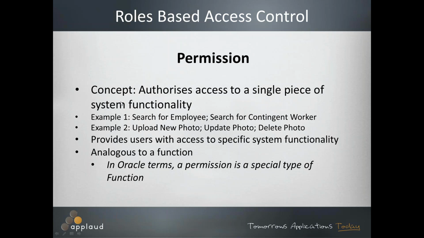So we've got a couple of examples on different permissions. Example 1, the permission to search for an employee. The second one to search for a contractor or contingent worker. Okay, so that's not necessarily the permission to access the search screen, it's the permission to actually search for a select number of people within that search. Example 2 is maybe a little bit easier to comprehend. Here we've got something around photos, having the permission to create a photo record or upload a new photo, a permission to update, a permission to delete.